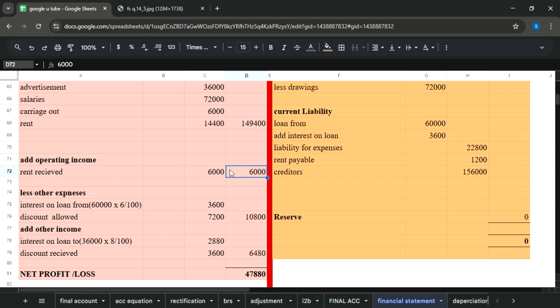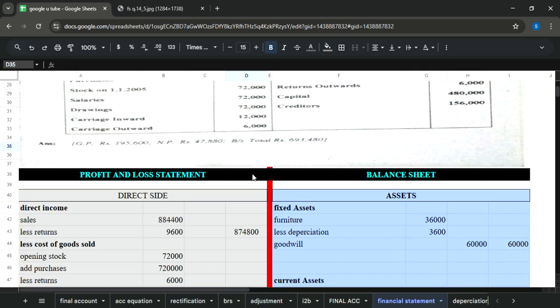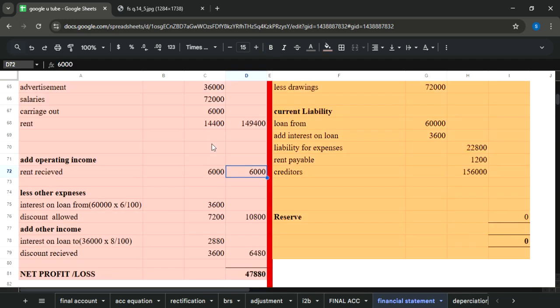So two parts out of four have been solved. Once again I'm going to tell you, 195600 is your gross profit. Look here, 195600. Net profit is 47880 and here your net profit is 47880. Next step is to transfer this profit to your balance sheet.